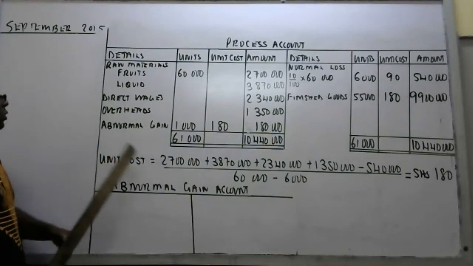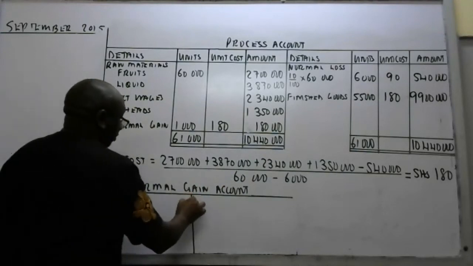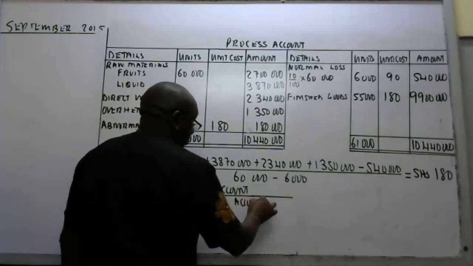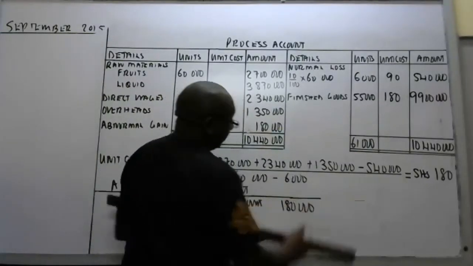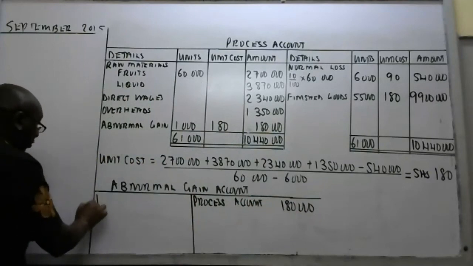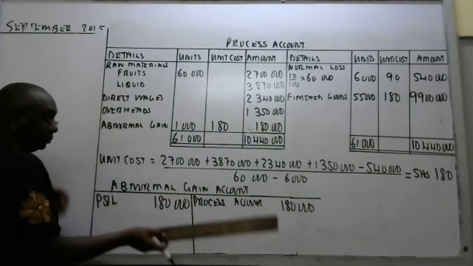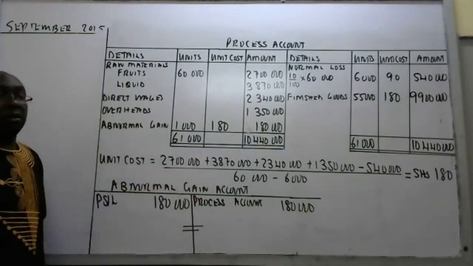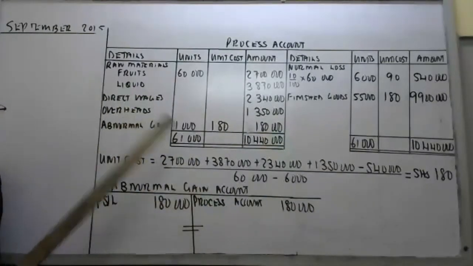So the abnormal gain account, you can see here we have debited. So we are supposed to credit here because of the process account. We have 180,000. Now this one has two ways. You can either carry it as a balance or you can take it to P&L. The best is to take it to P&L. So P&L, 180,000. That way. So the same thing you do with any other account. This is the abnormal loss, abnormal gain, even normal loss.